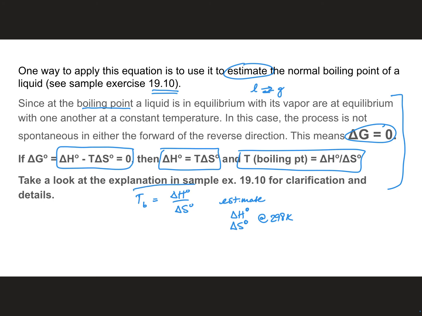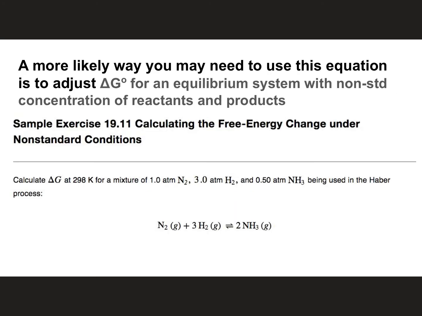So here's another equation. This one I'm not highlighting, it's not on your equation sheet. But it's a consequence of having a system at equilibrium. This is actually a more likely way that you would use the equation. So calculating the free energy change, which is delta G, not 0, because we're at non-standard conditions. Okay, so read this over.